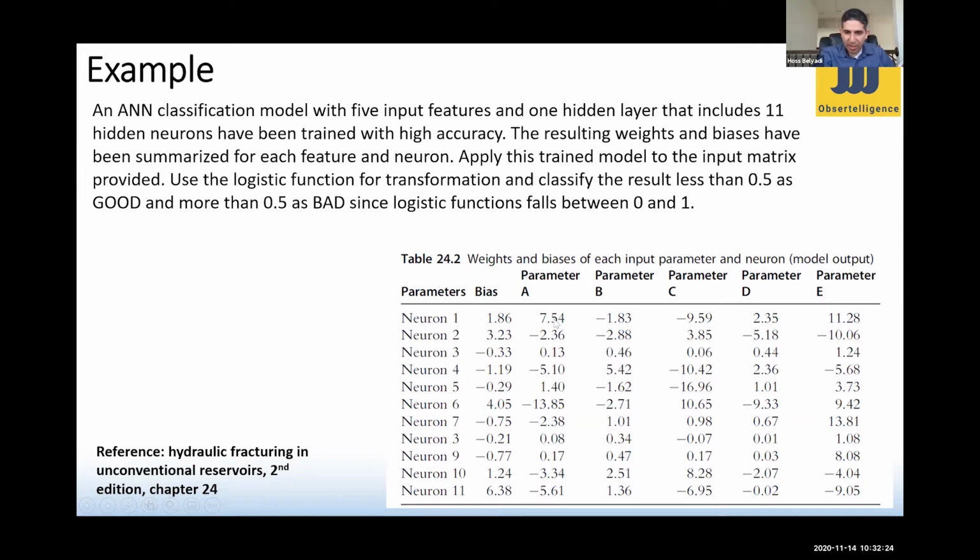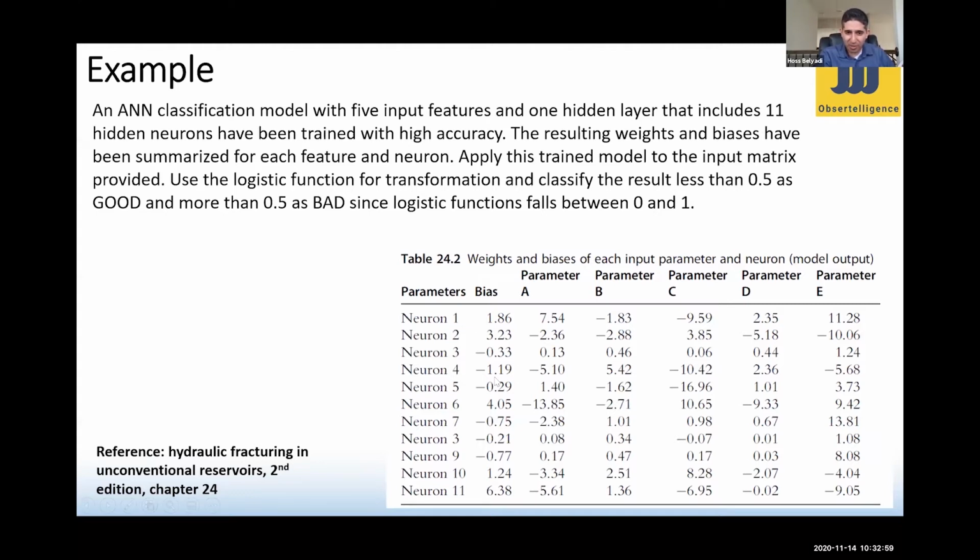So parameter A has a weight of 7.54 for neuron 1, okay? Parameter A has a weight of minus 2.36 for neuron 2, okay? Parameter C has a weight of minus 16.96 for neuron 5, okay? So you can see that each single parameter and each single neuron has a weight associated with them, okay?